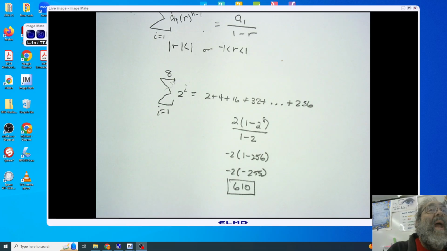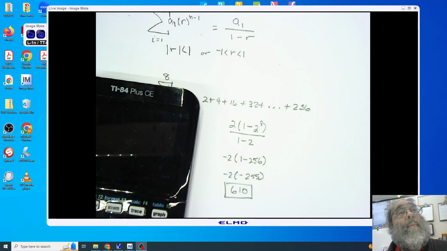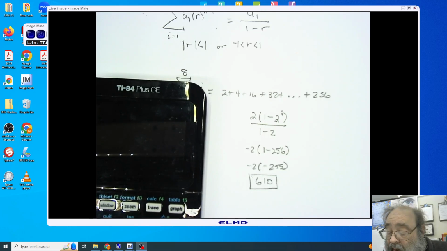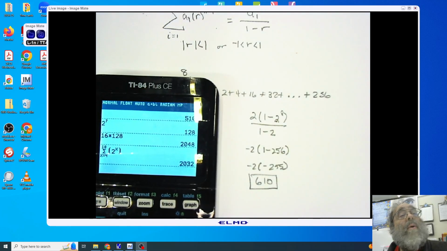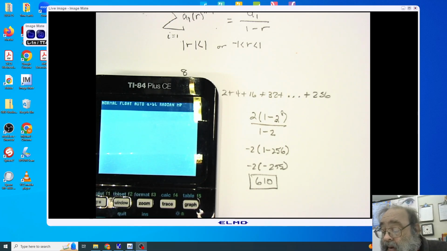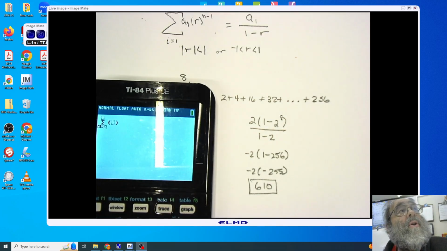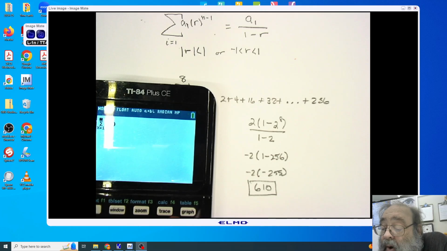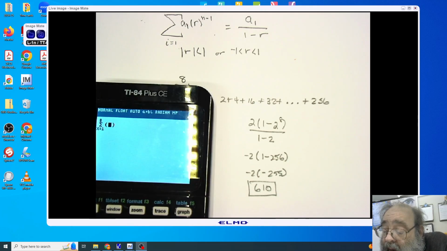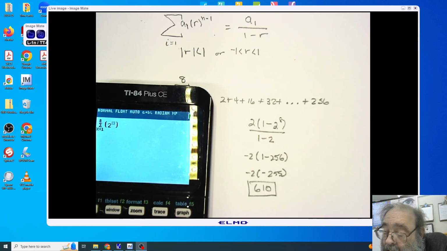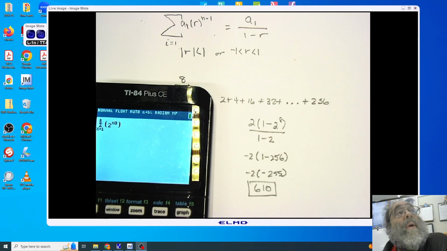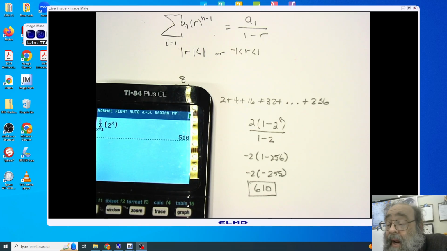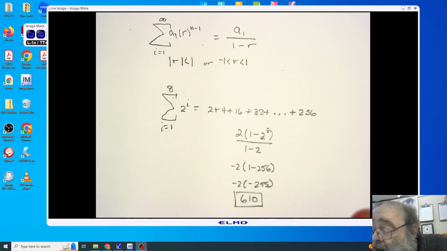Now we can check our answer by using a calculator. If we are working with a calculator, we'll turn it on. We're going to use Math, 0. Notice it immediately gives us our information. Make sure you use x as your variable. We're starting at 1 and going to 8. And we have 2 to the power of x. We hit enter, and we get that answer. Oh, and I had one too many.